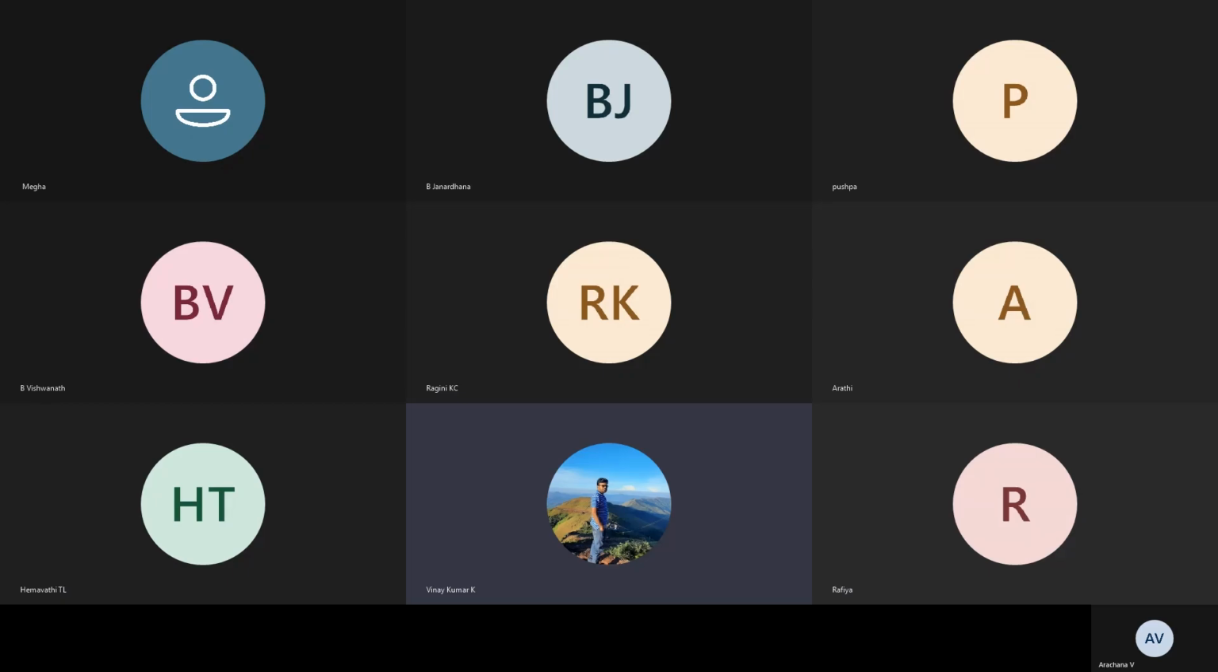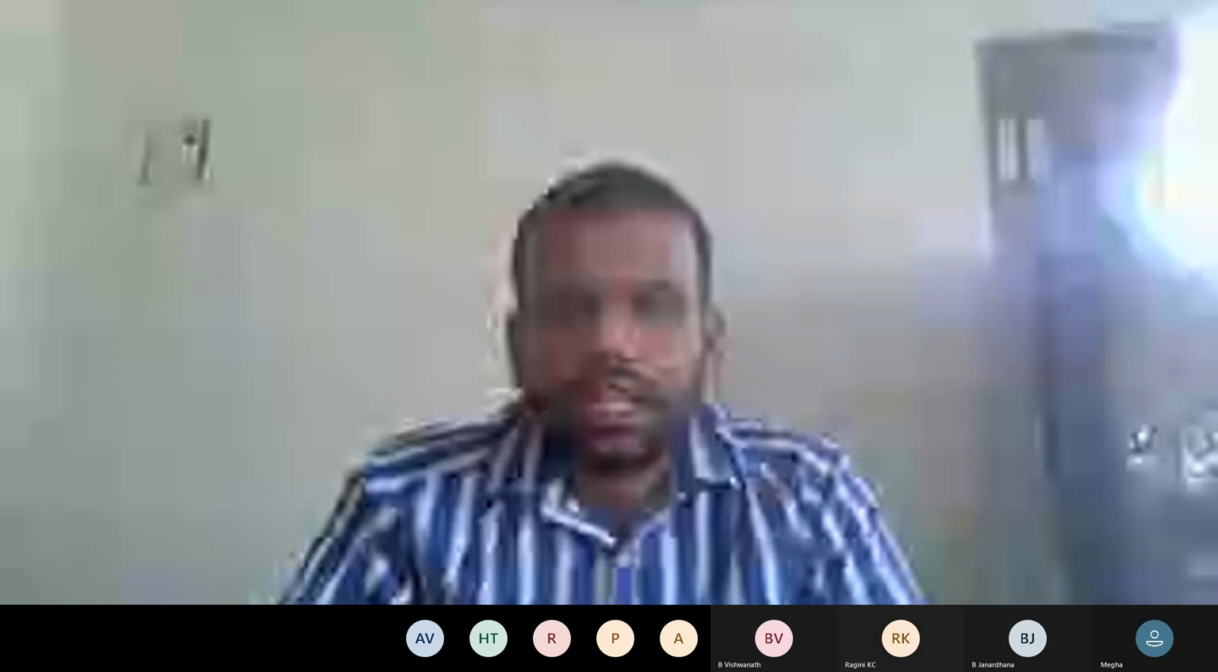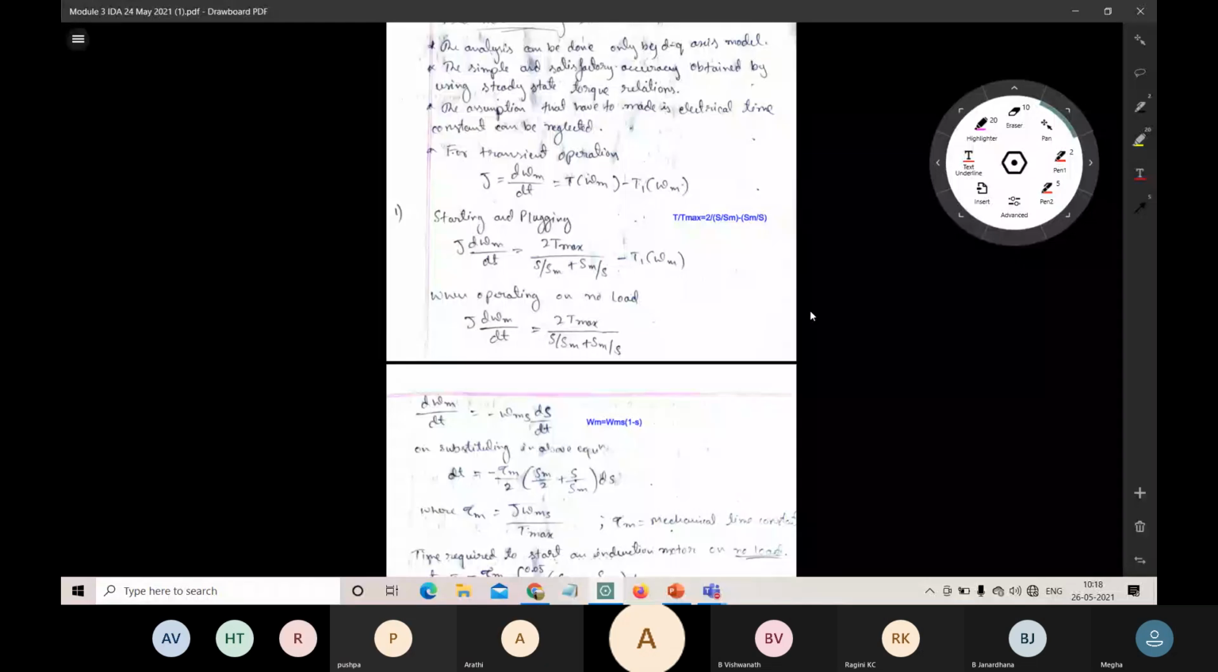The main functions that we need to take place. In that, the first thing is the starting and plugging. Before going to start, we need to make one equation, that is the relationship between the speed and the torque. That will be given by the transient operation equation, that is J d omega m by dt is equal to T of omega m minus T1 of omega m.